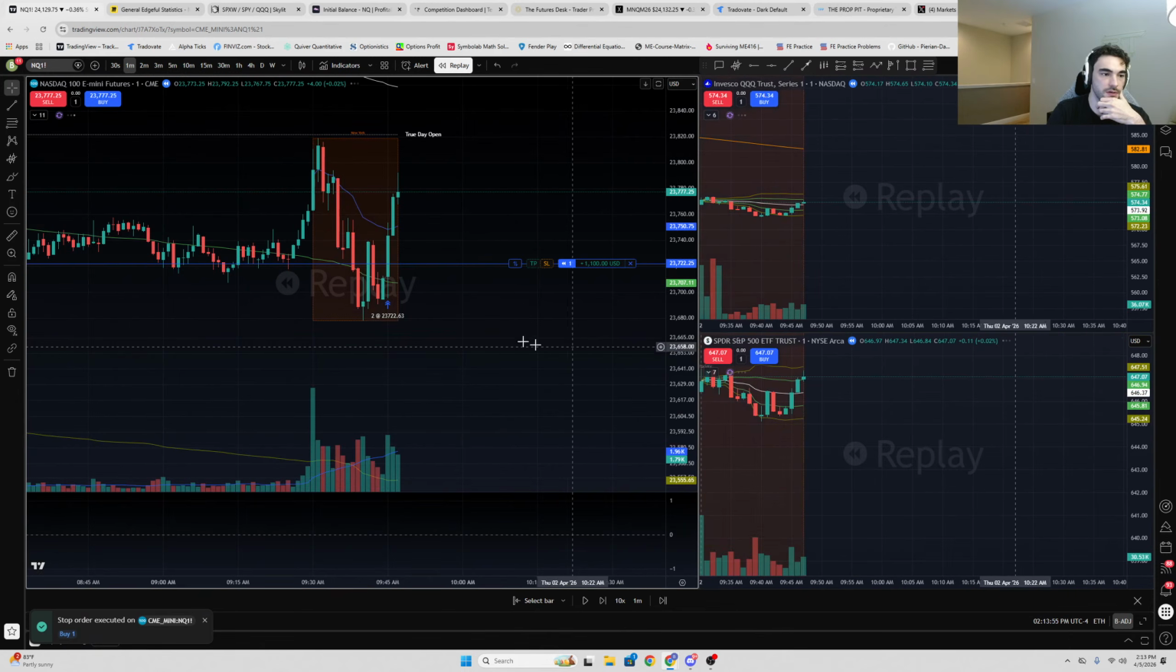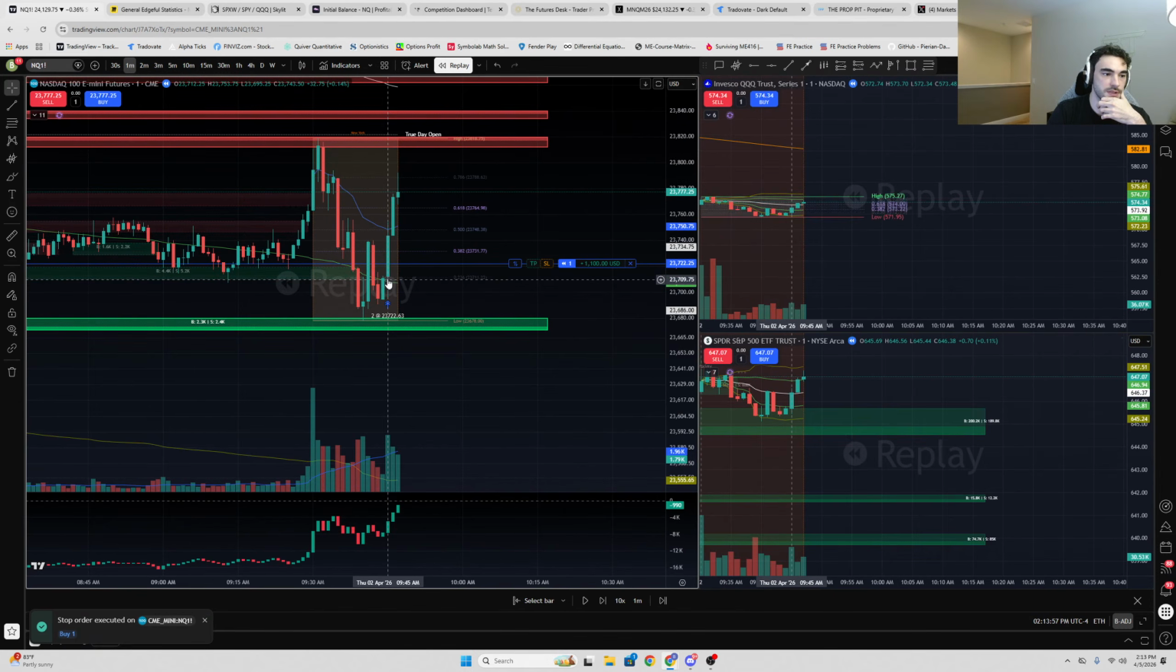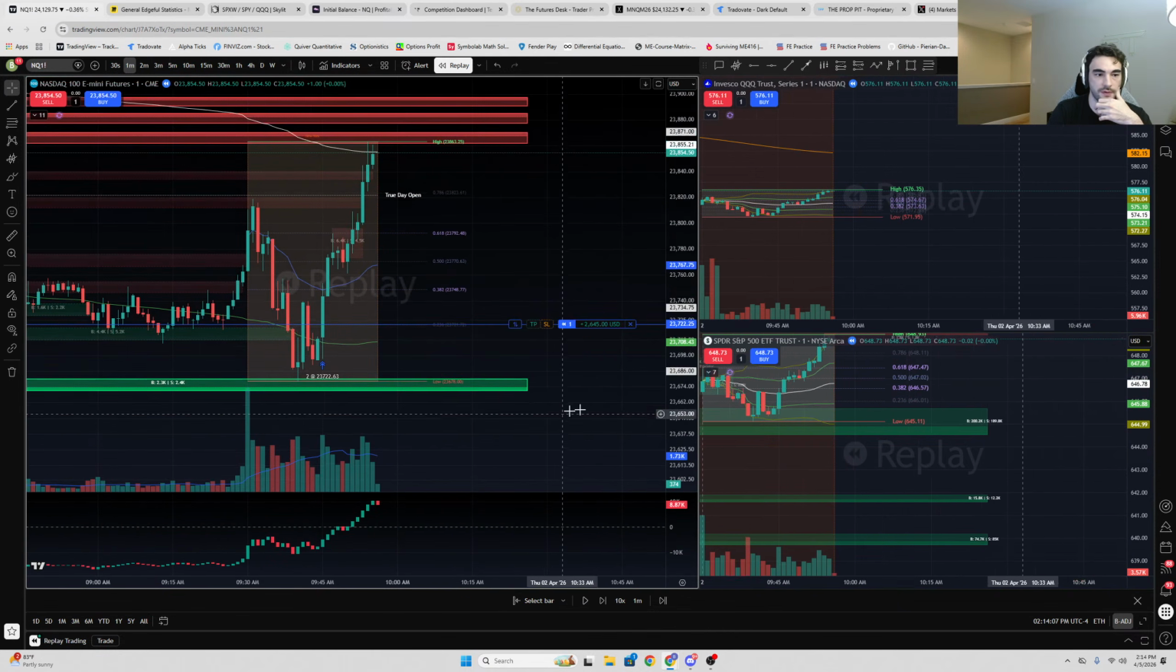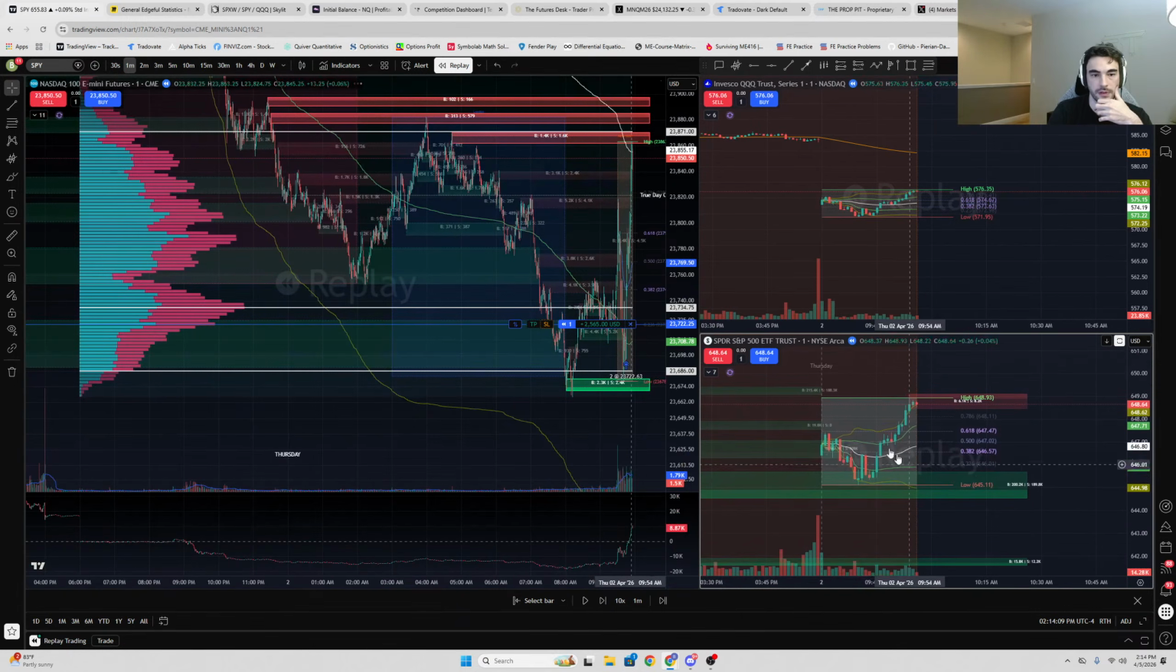Obviously, if I go on the 1 minute, this fills here. It fills as this 1 minute candle comes through. And then you just set your stop below there, so you don't have to worry about the wicks. So you're just essentially trading it off the momentum push up through there.